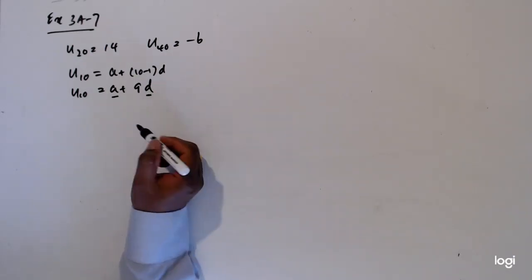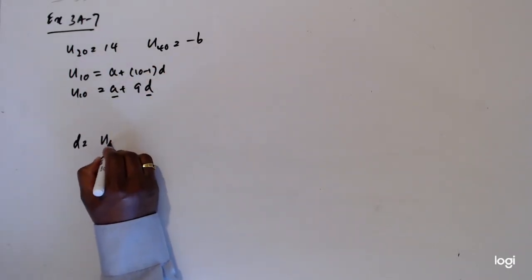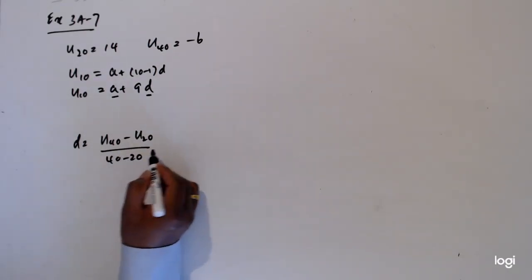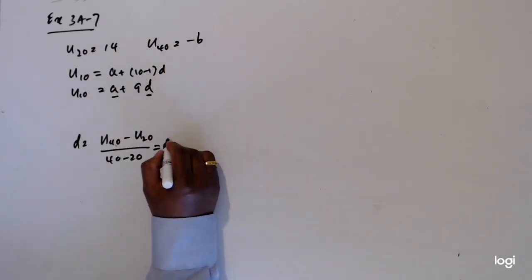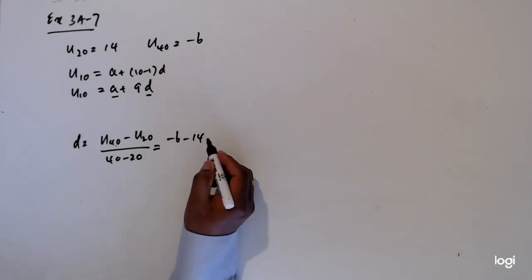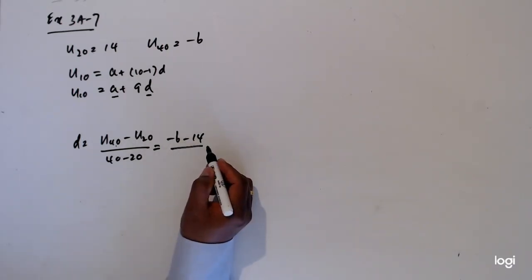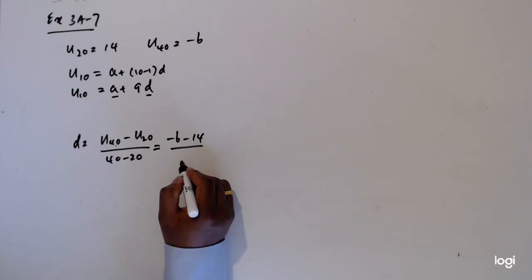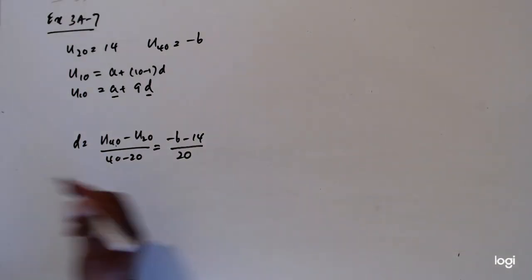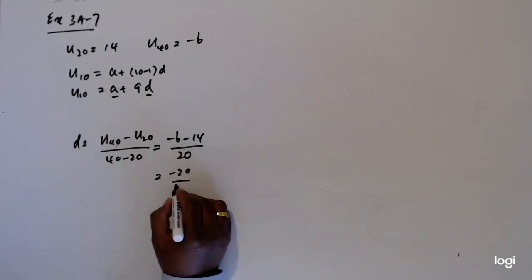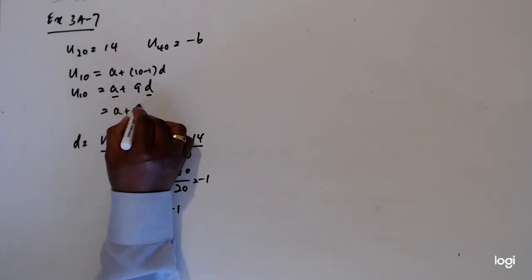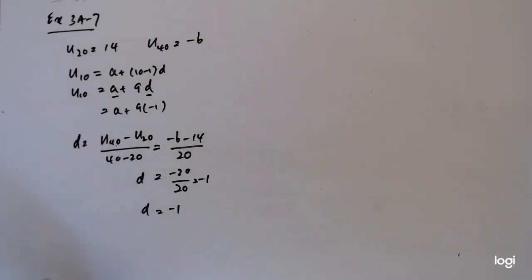So we'll find D equals U40 minus U20, divided by 40 minus 20. So U40 is minus 6, U20 is 14, divided by 40 minus 20. So that is minus 20 over 20, that is minus 1. D is minus 1. Now we know A plus 9 times minus 1.